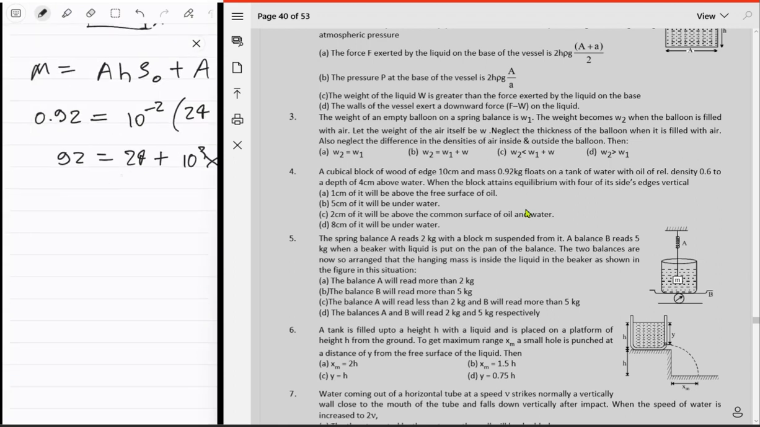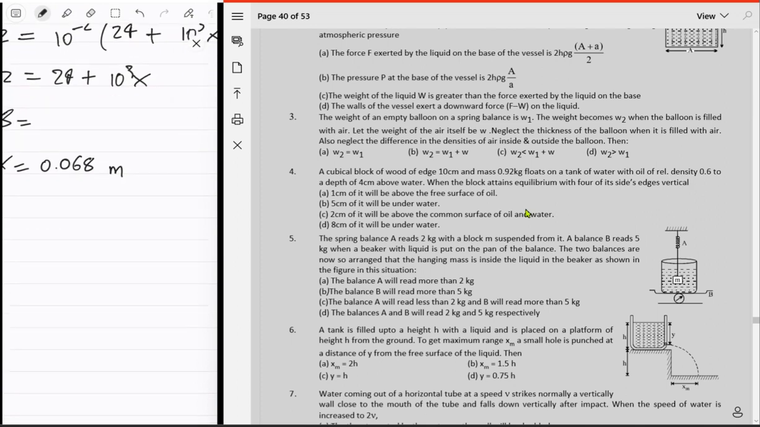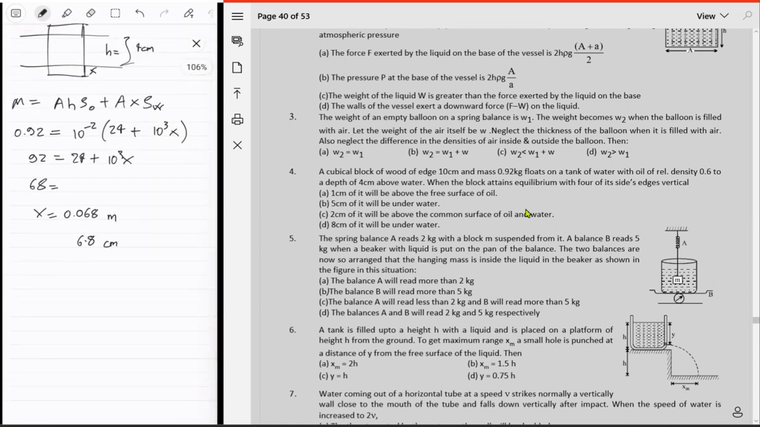So that means 68 is equal to, right, so x is equal to 0.068 meters. So this is in meters, you want it in centimeters, of course. It should be 6.8 centimeters. Okay, that's weird. I don't think it will be like this. Did I mess up somewhere?